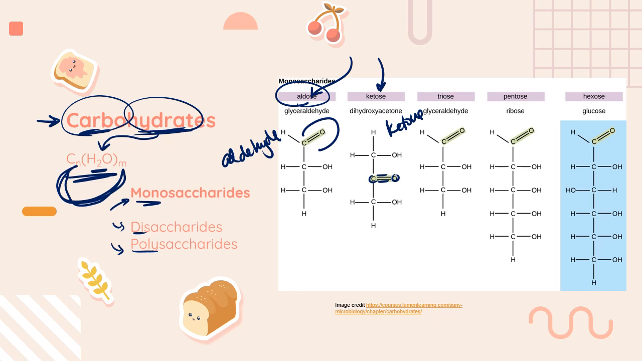We can also classify our carbohydrates based on the number of carbons that they have. A triose would have 1, 2, 3 carbons. This is a triose that is also an aldose. We can have pentoses that have 5 carbons. This is ribose. It is also an aldose. And then glucose is a hexose. It's got 6 carbons in its molecule.